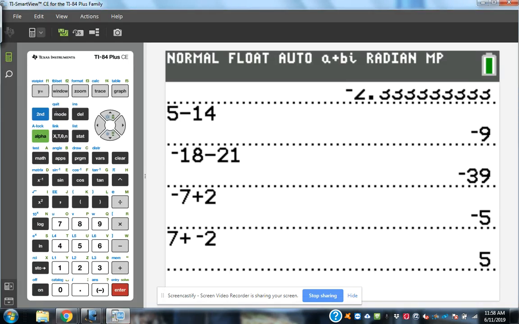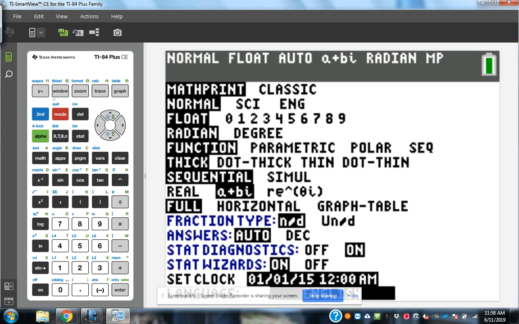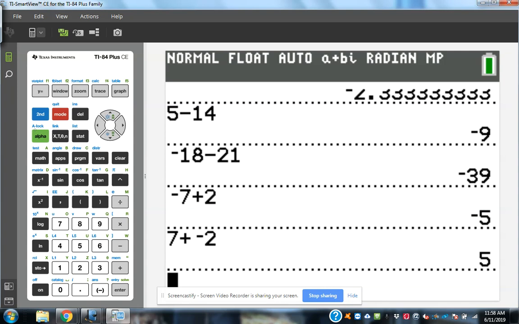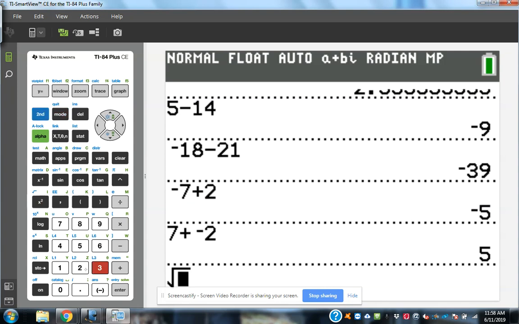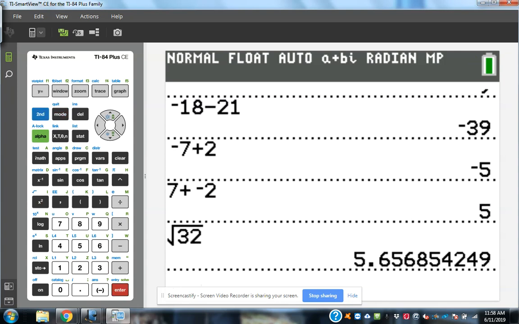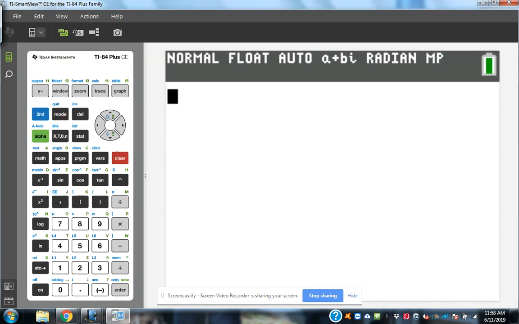And let me check my calculator real quick to make sure I'm in the right mode. And check something real quick. All right. Making sure my calculator was in the right mode to do this right.